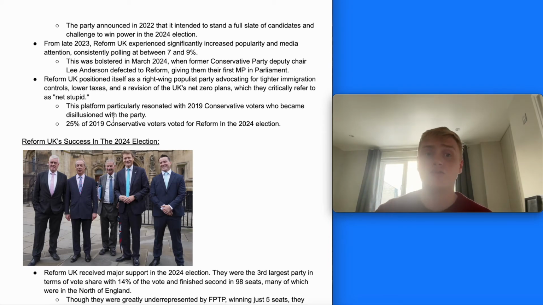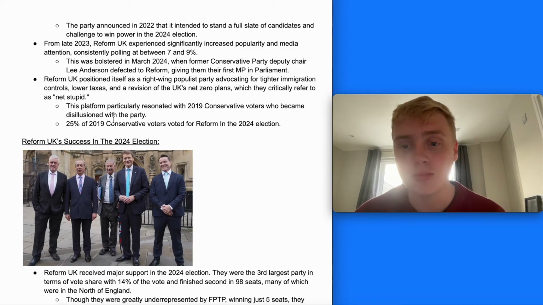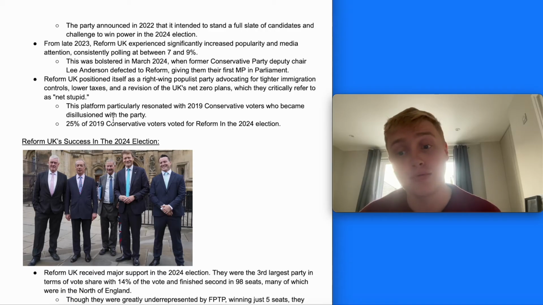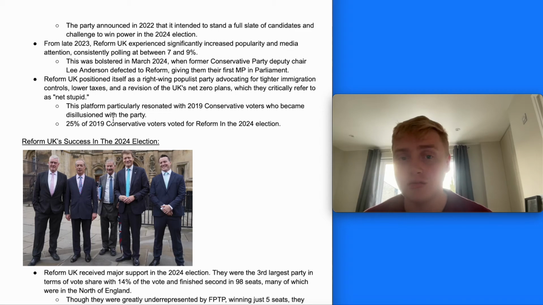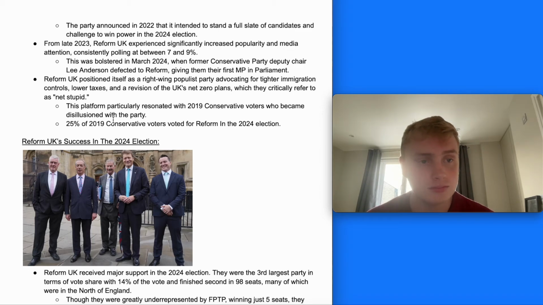The party announced in 2022 that it intended to stand a full slate of candidates and challenge to win power in the 2024 election, rather than seeing itself as more of a pressure group, as UKIP and the Brexit Party had potentially seen themselves and certainly acted as in the case of the Brexit Party. From late 2023, Reform experienced significantly increased popularity and media attention, consistently polling at between 7 and 9% of the vote. This was bolstered in March 2024 when Conservative Party Deputy Chair Lee Anderson defected to Reform, giving them their first MP in Parliament. And he's the man on the left of the picture there.